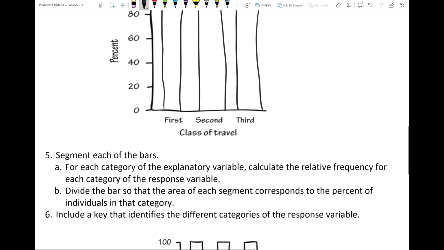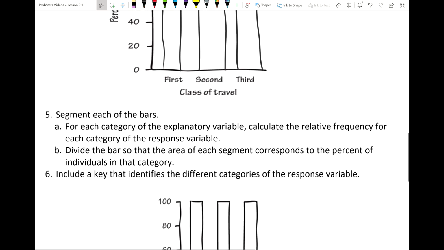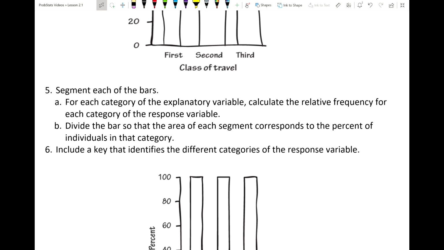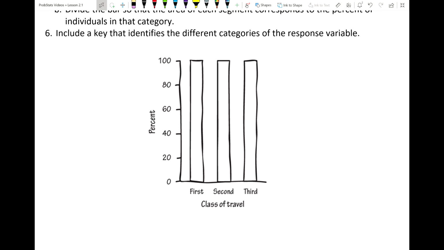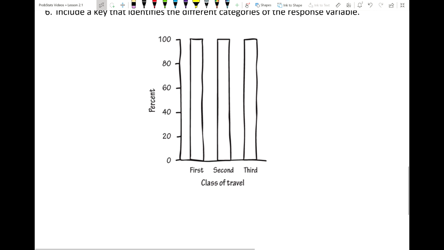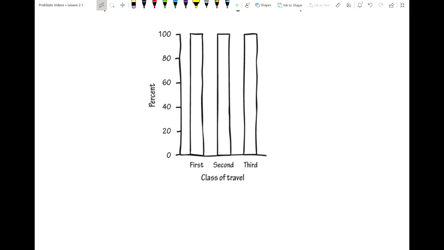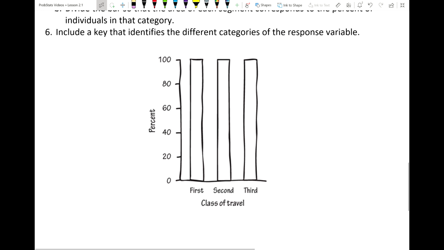Now, the fifth step, segment each of the bars. For each category of the explanatory variable, calculate the relative frequency for each category of the response variable. So basically calculate the percents. Divide the bar so that the area of each segment corresponds to the percent of individuals in that category. So this is where we actually find the percents and then we label them. Include a key that identifies the different categories of the response variable. Okay, so now we have our 100% bar chart, so we need to calculate the percentages here.